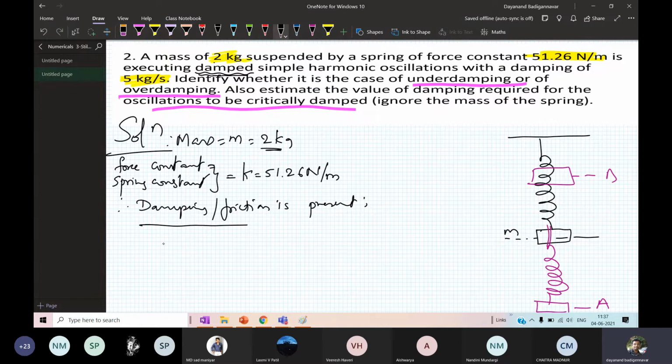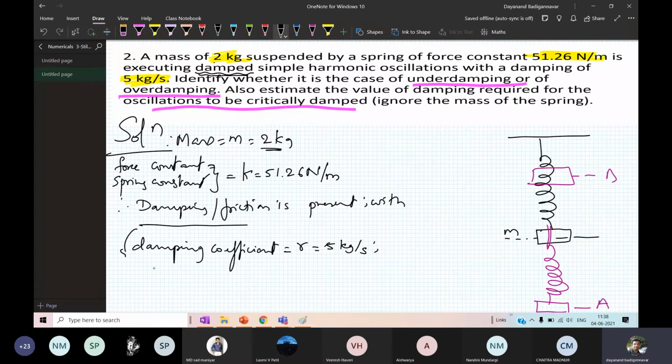So what is the damping factor of that frictional force? The other term given here is a damping of 5 kg per second. That is the damping coefficient. What is the damping coefficient? R. It is 5 kg per second.